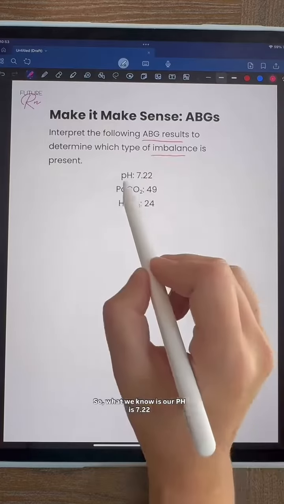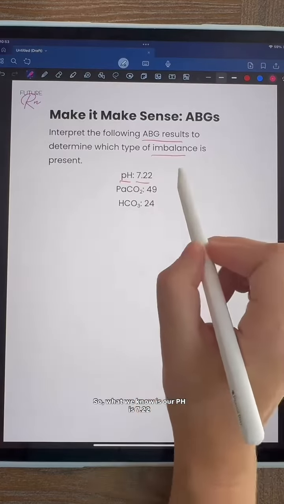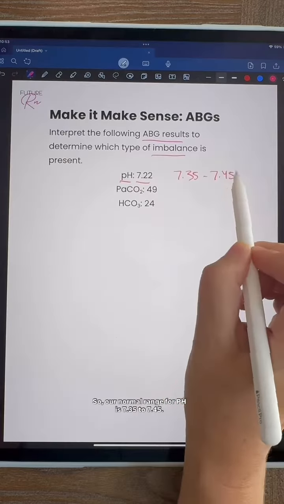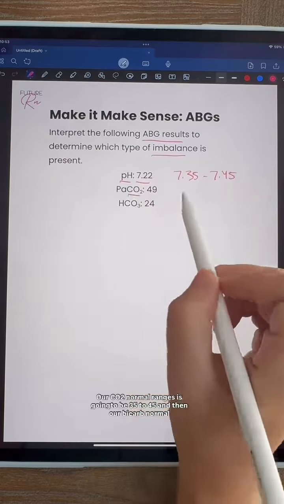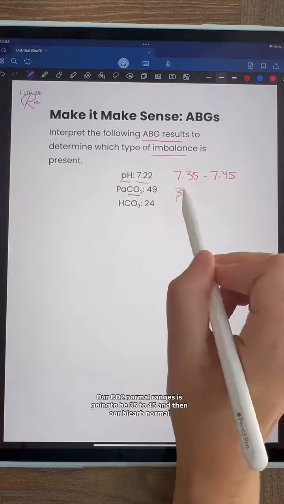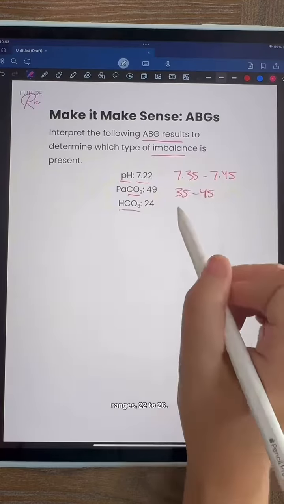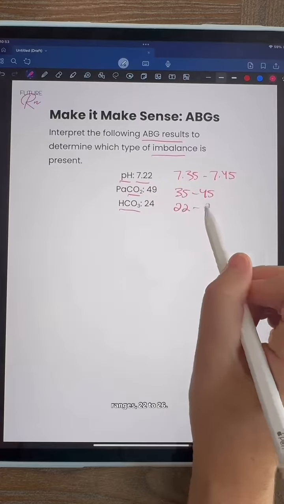So what we know is our pH is 7.22. Our normal range for pH is 7.35 to 7.45. Our CO2 normal range is going to be 35 to 45. And then our bicarb normal range is 22 to 26.